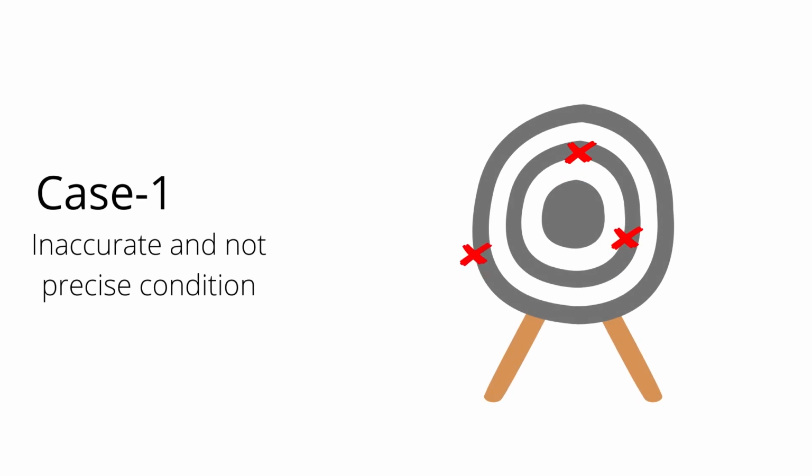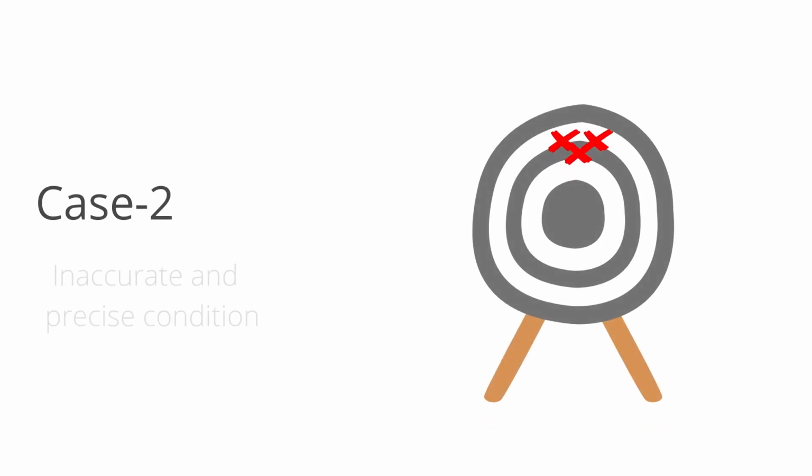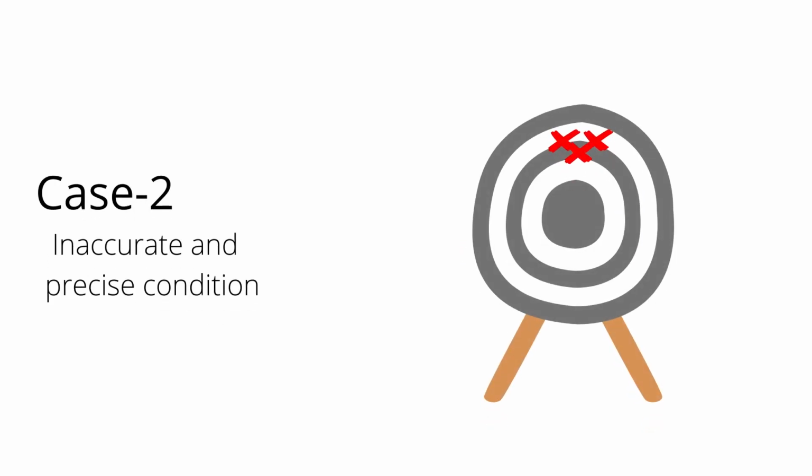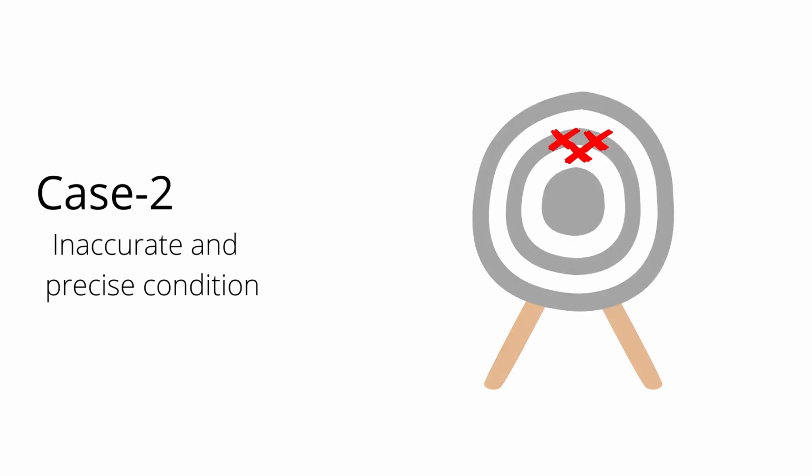First, given three measured values are far from the true value and widely dispersed, so it is an inaccurate and not precise condition. Second, all the three measured values are far from the true value and close to each other, so it is an inaccurate and precise condition.